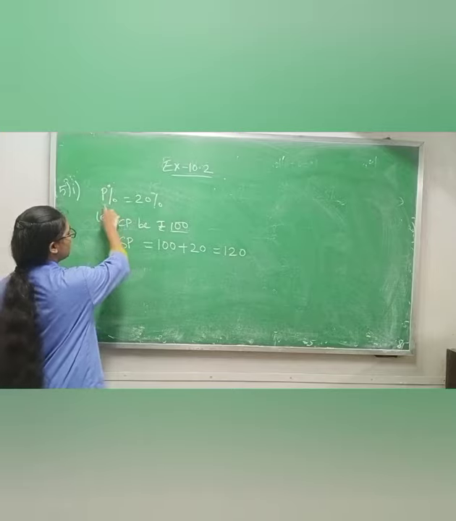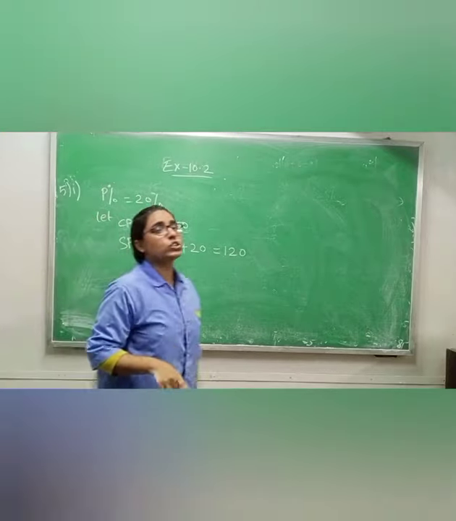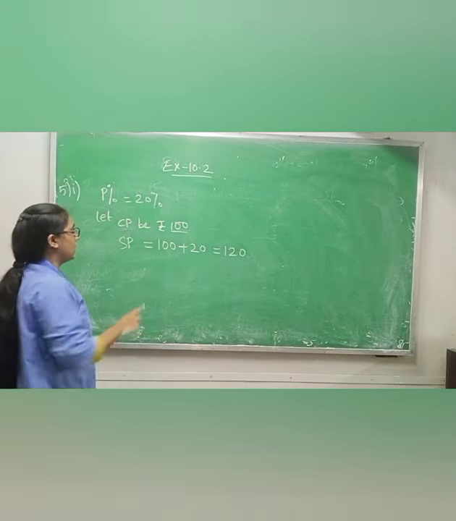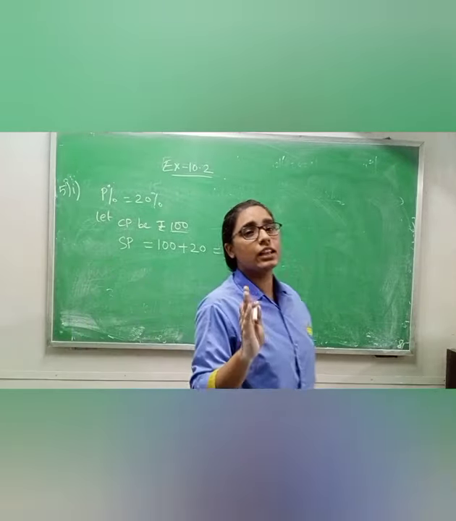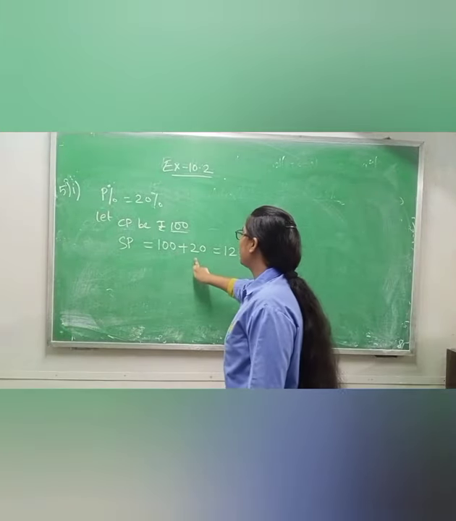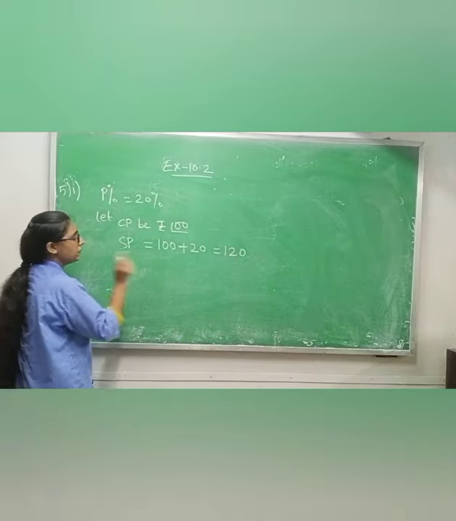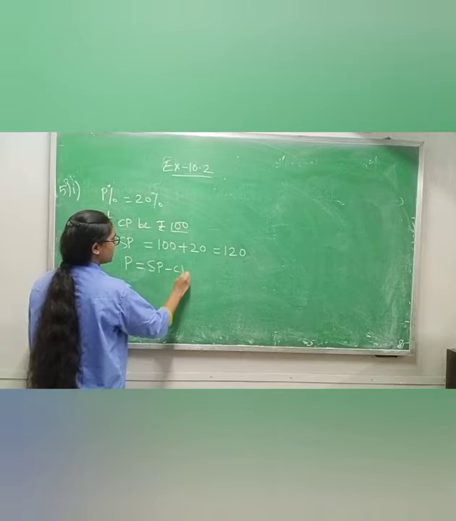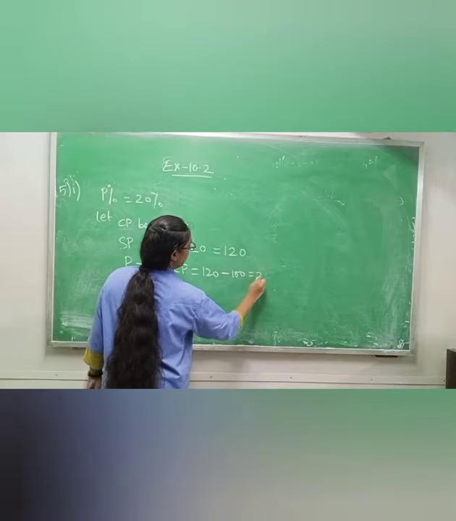Again I am saying profit percentage is 20 and this 20% is on cost price. That is why I am taking let CP be rupees 100. Now selling price: if we are profiting, it means that selling price will be more than the cost price. That is why I am writing 100 plus 20 equals 120. Selling price will be 120. If selling price is 120, what will be the profit? Profit formula is SP minus CP. It means 120 minus 100, which gives 20.